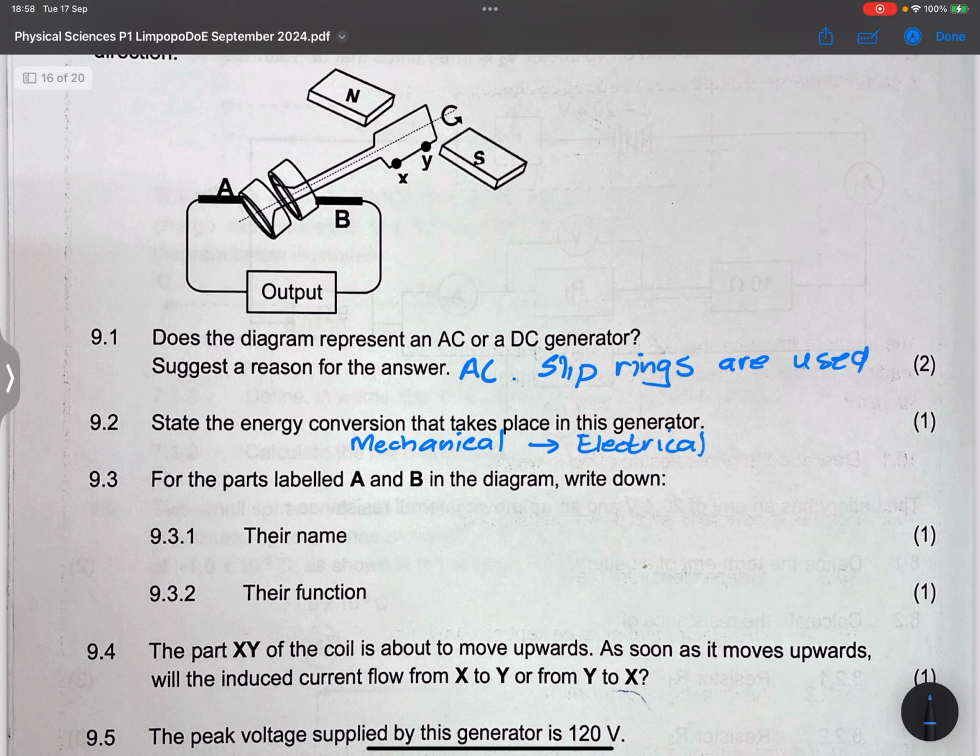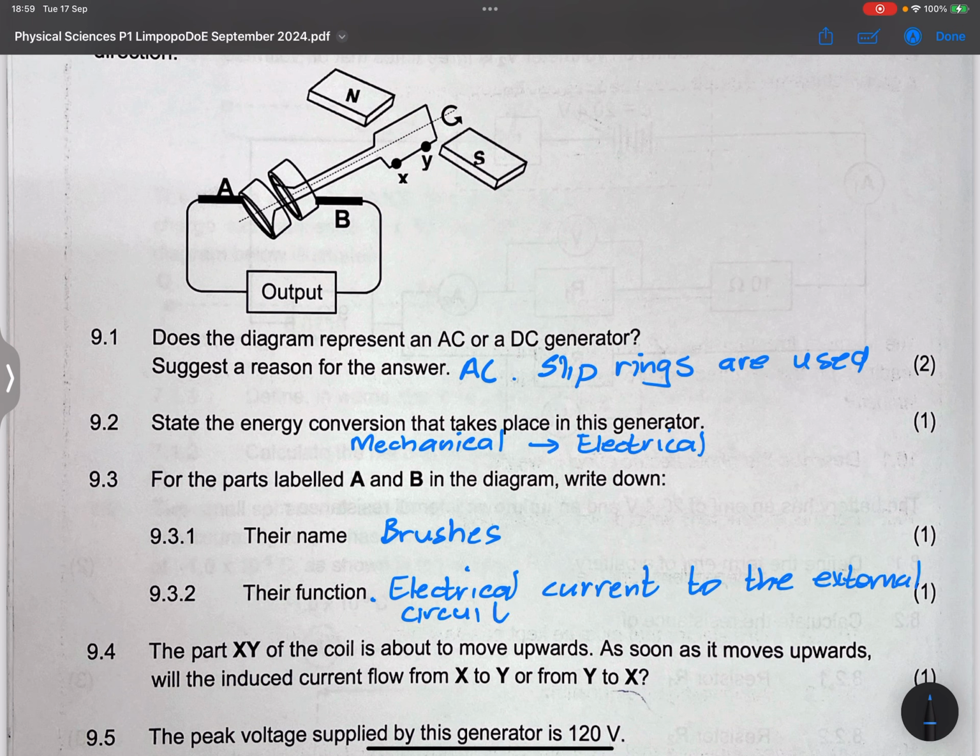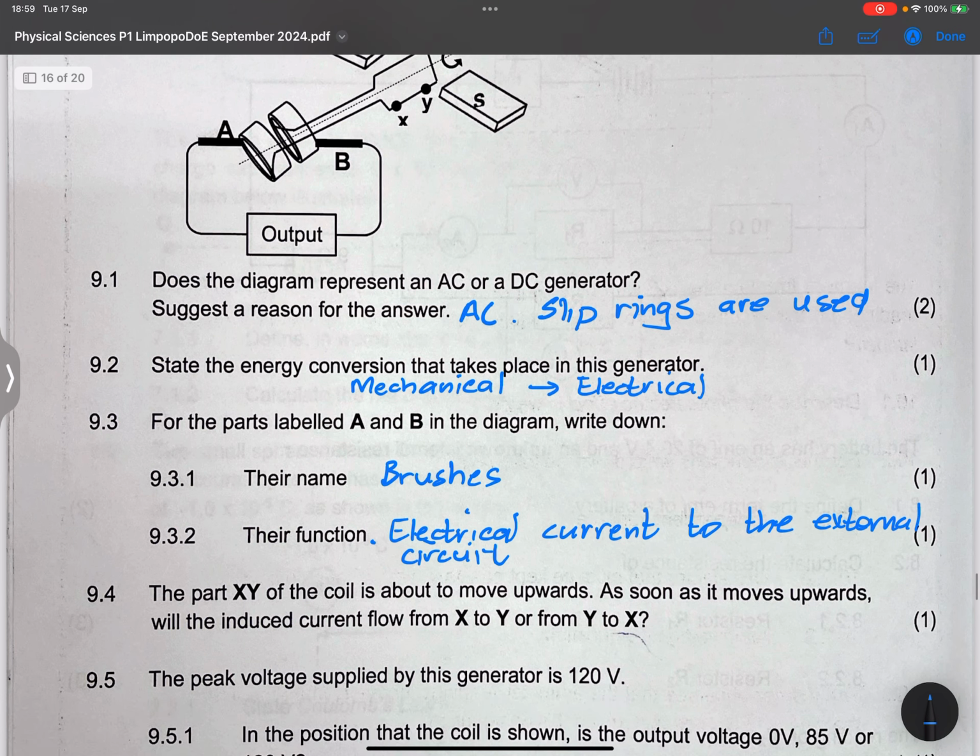Now, for the parts labeled A and B in the diagram, they say write down their name. Remember, these are brushes. And they ask for their function. Remember that they connect the armature to the external circuit, so that electrical current can flow to the external circuit. So that's the function of those brushes: they just allow current to flow. In fact, you could have just said that.